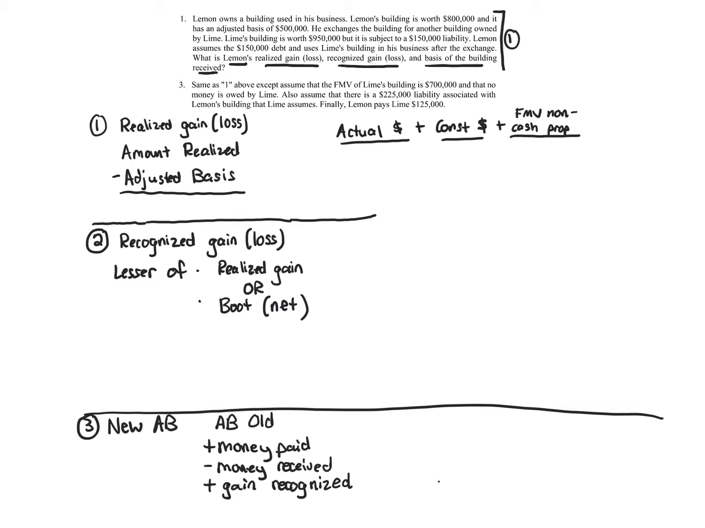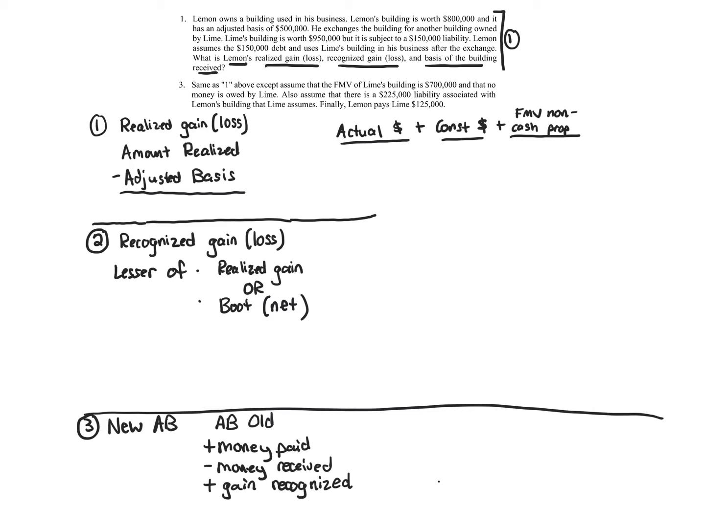So amount realized is where we start. Our formula is actual cash plus constructive cash plus the fair market value of non-cash property minus selling expenses. You'll see I don't have selling expenses on here, because in this series of problems we're not going to worry about that. But obviously in practice, you would have to subtract those out. Okay, so actual cash. Amount realized is all about what Lemon is getting. Looking at the problem again, same as 1. So in 1, remember what happened: Lemon and Lime traded buildings, Lemon took on Lime's debt, nothing else.